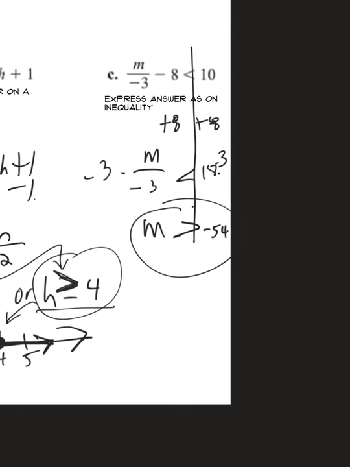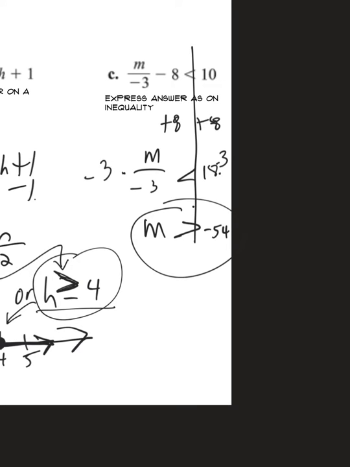And then for C, add 8 to both sides. Multiply both sides by -3. That meant I had to flip the symbol. M is greater than -54. This is expressed as an inequality, which I did.